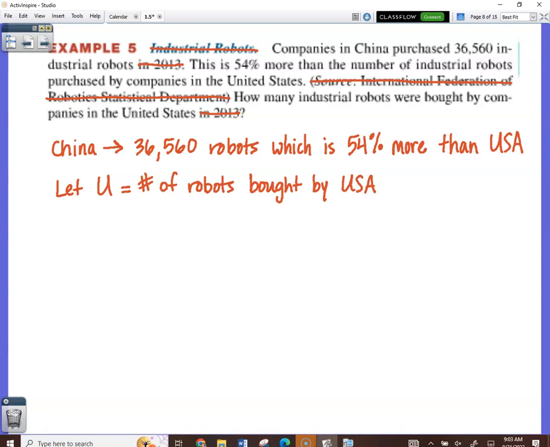Hence the reason it's a U. I don't want to use R because what did China buy? Robots as well, and that's going to be confusing. You want to use something that is specific to what you're trying to find, so it will help you. It's like that one nap.